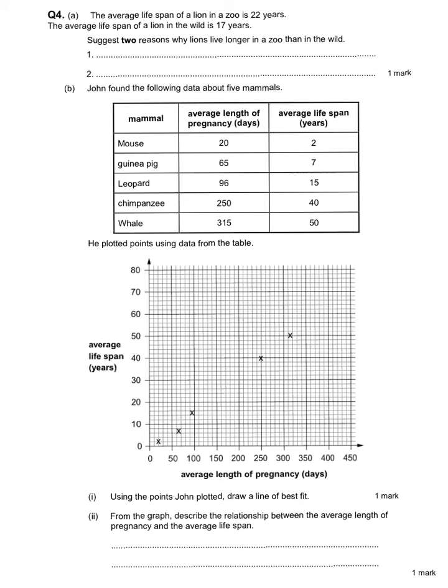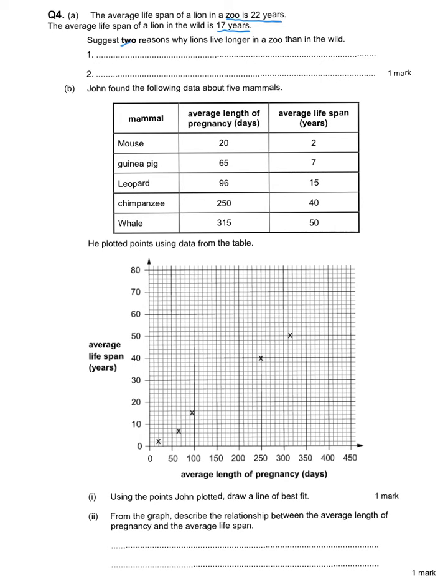This final question is about reproduction, but it begins with a question about competition. It says we've got a lion in a zoo and its lifespan is 22 years, whereas a lion in the wild has got a lifespan of 17 years. And then the question is, suggest 2 reasons why. And there's probably 4 reasons why.